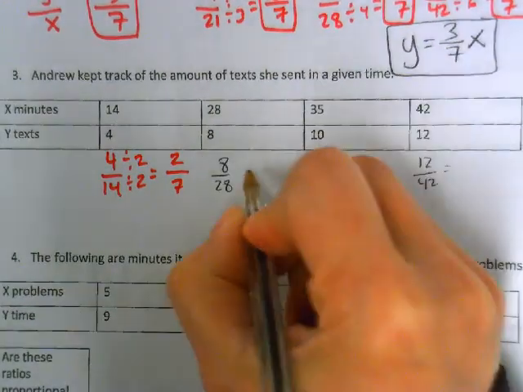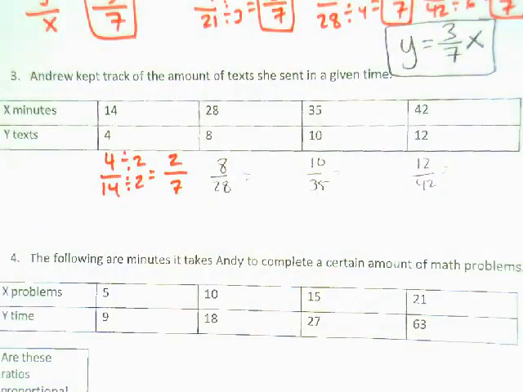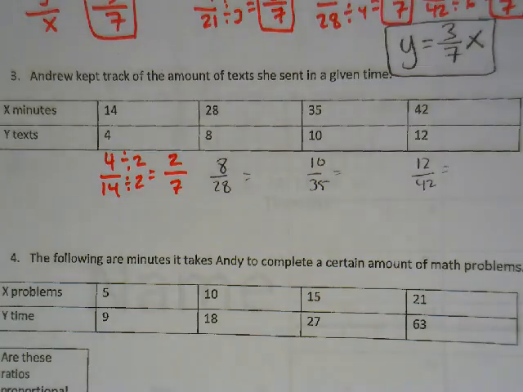All right, simplify those. As soon as one of them does not equal 2 over 7, you're done. But we're looking for 2 over 7, so we're simplifying fractions like elementary school. Yay, simplifying fractions.